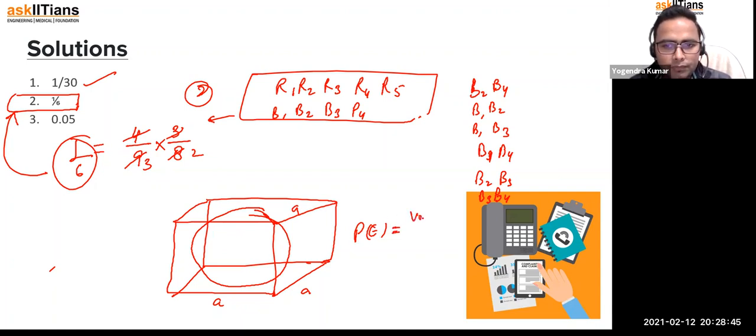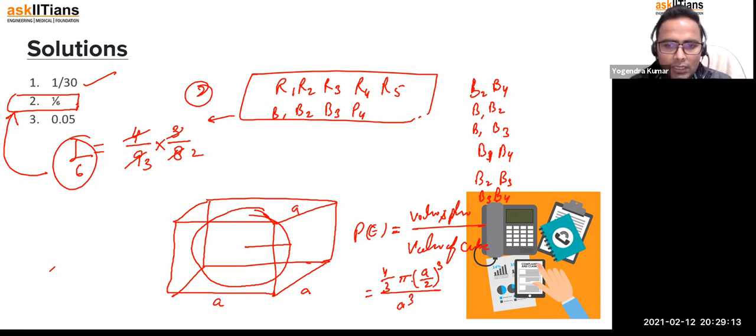So volume of sphere divided by volume of the full cube, we need to write. Volume of sphere will be 4 by 3 pi. We are saying maximum volume, so maximum means the radius is going to be a by 2, cubed. Now the volume of the cube is a cube. So a will get cancelled out, and with the 8 here we get 1 by 6, pi by 6, right? We are getting pi by 6 as the answer.